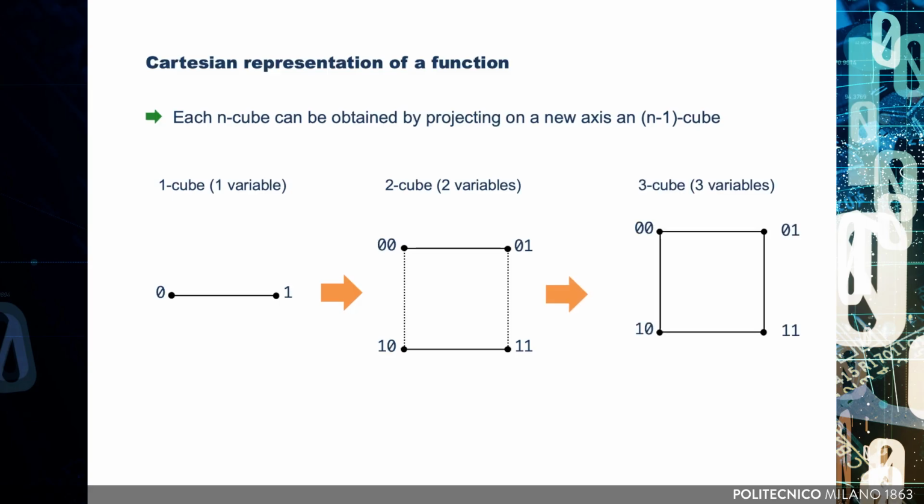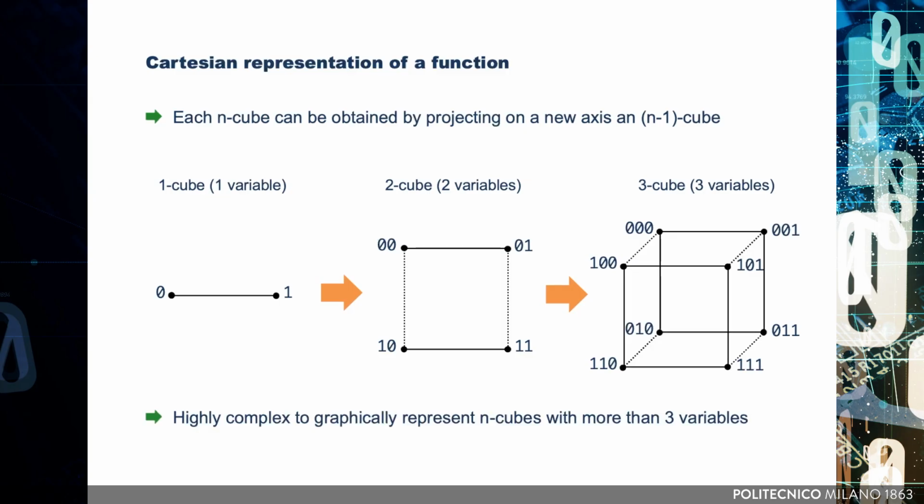We can then repeat the same procedure to transition from a 2 cube to a 3 cube. We add a new bit to the left side of the configuration of the 2 cube with value 0. Then, we project it forward to form the 3 cube and we turn the 0 in each projected point into a 1. In theory, this process can be extended to an arbitrary number of dimensions n, although graphically representing higher dimensional n cubes becomes increasingly complex.